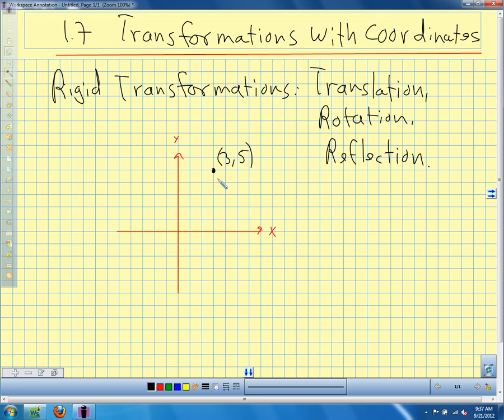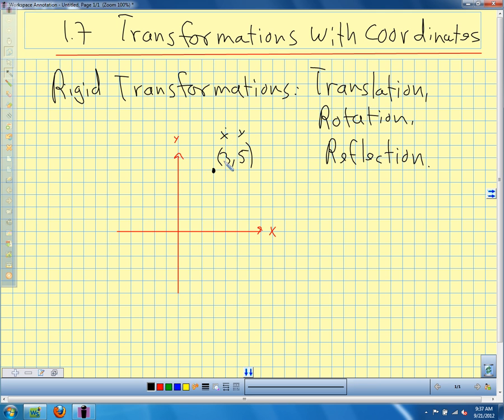So when I go to the right, I'm going the positive x direction, and when I go up, I'm going the positive y direction. To the left is negative x, and down is negative y. So (3, 5) tells me I'm going over 3 units in the x direction and up 5 units in the y direction. When I write my coordinates, I write x and y. X is always first. These are in alphabetical order, x, y.